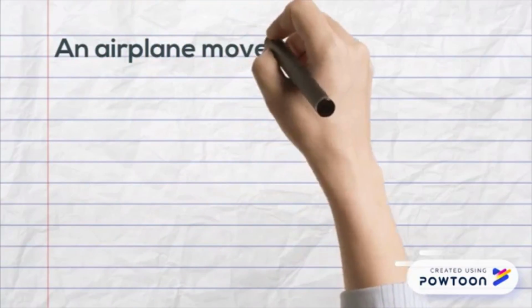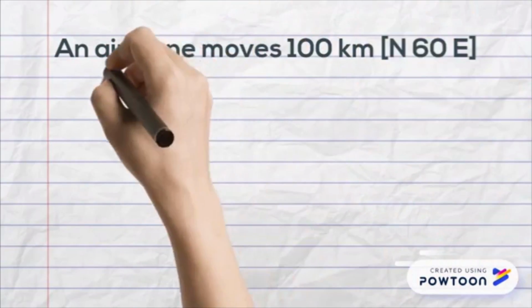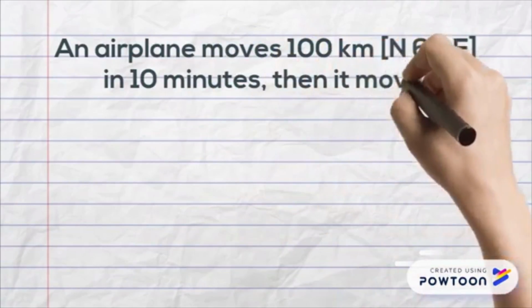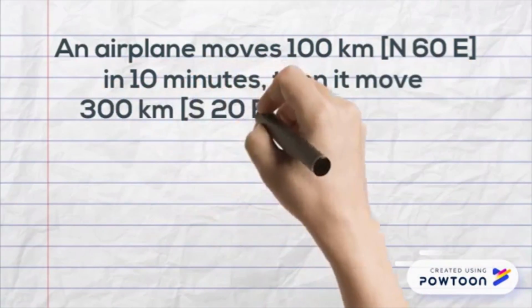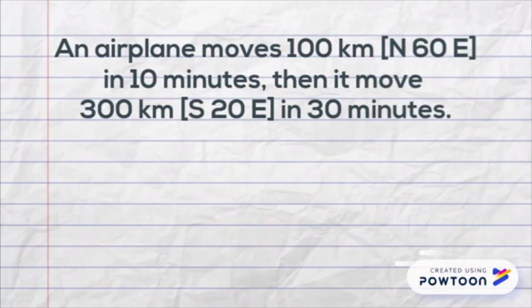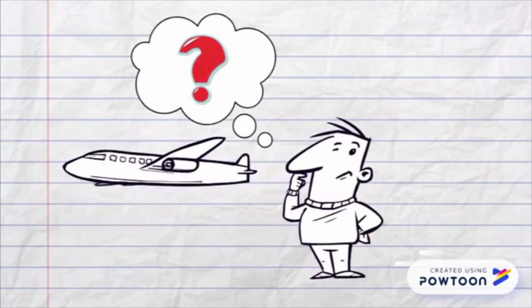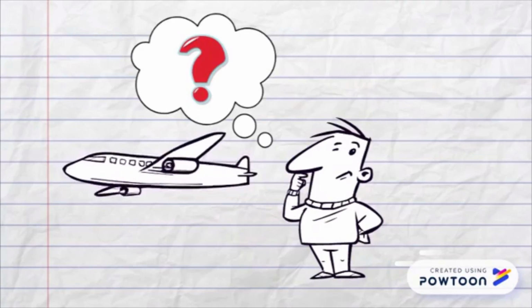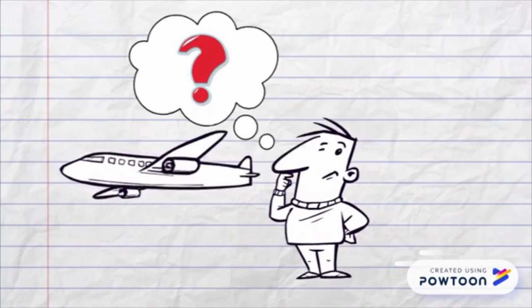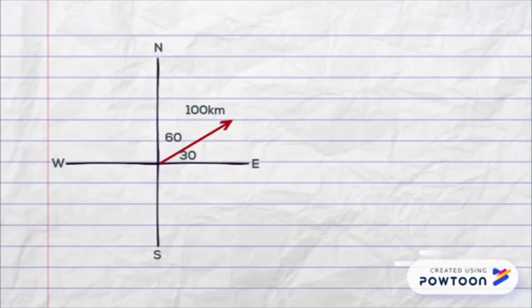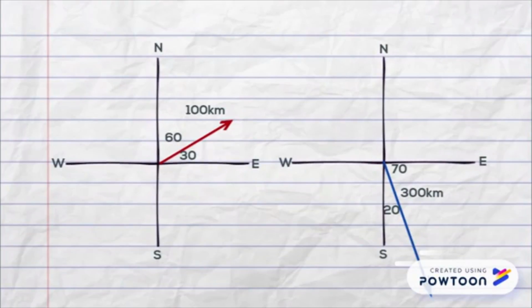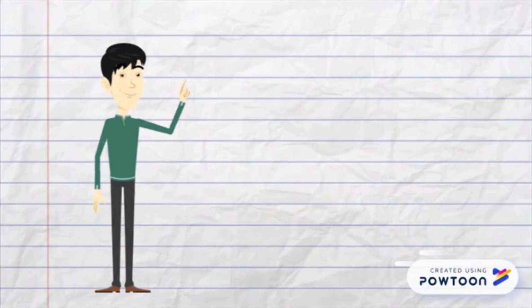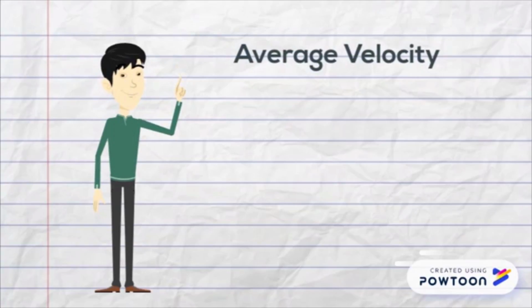Look at this problem. An airplane moves 100 kilometers at north 30 degree east in 10 minutes. Then it moved 300 kilometers south 20 degree east in 30 minutes. So what is the average velocity of this airplane? When you see a problem like this, the first thing to do is draw 2 separate vector diagrams for each of the displacement vectors. So what does the question ask? The question asks for the average velocity.